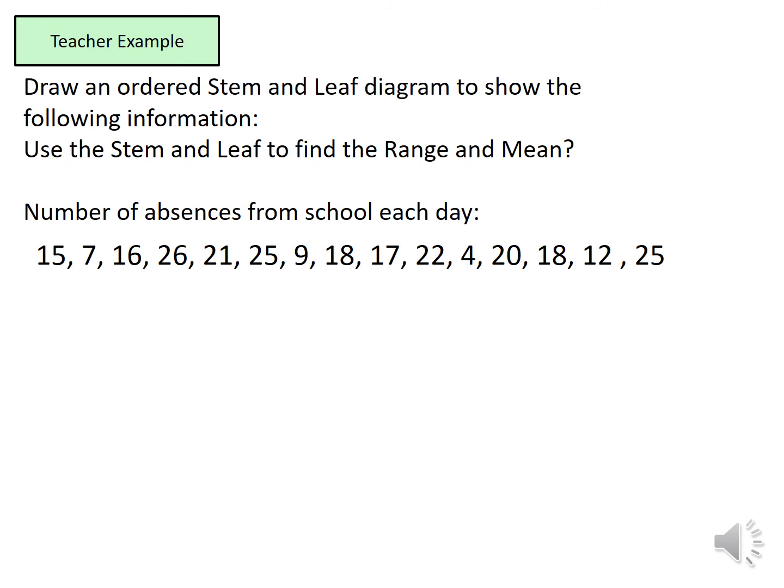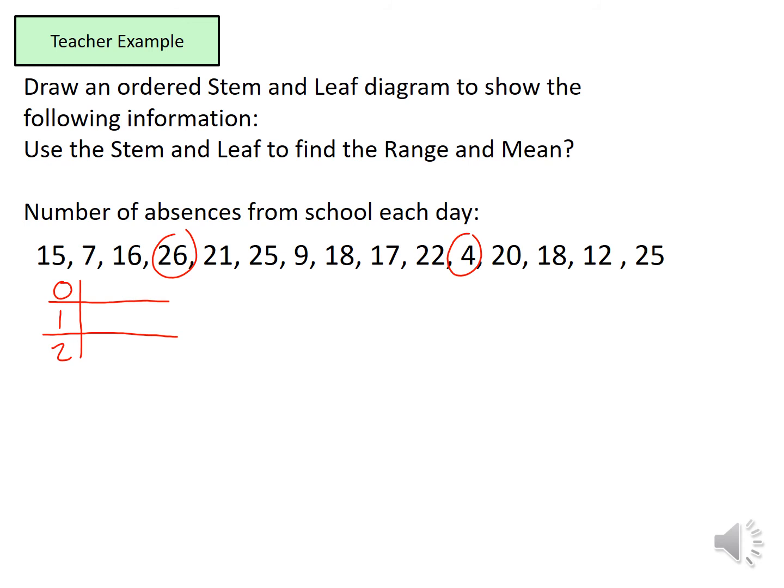Okay, so back to what we were doing before. To draw a stem and leaf diagram, I do my rough version first. So I'll draw out an empty stem and leaf diagram. I decide what my stems are. So I need my smallest and my largest numbers. My smallest number is 4, therefore my stem is 0. My largest number is 26, so my stem is 2, and my missing stem is 1.